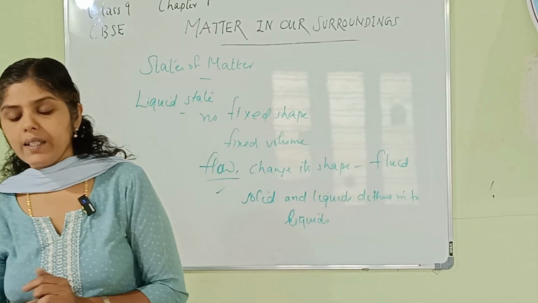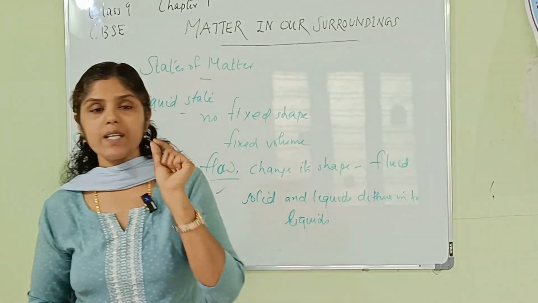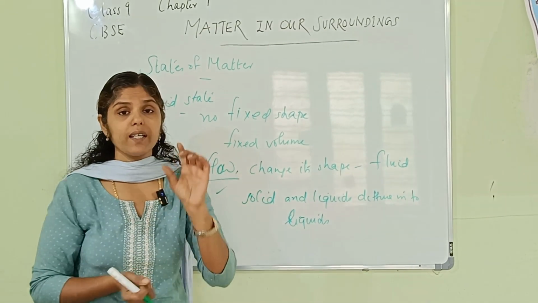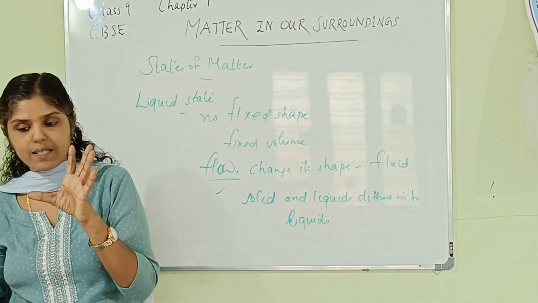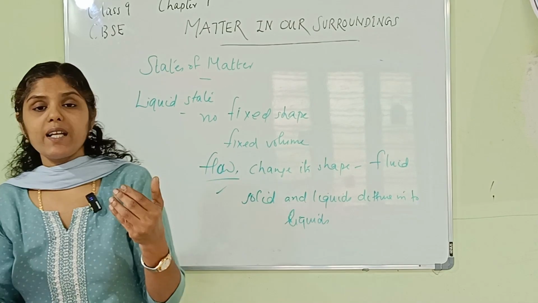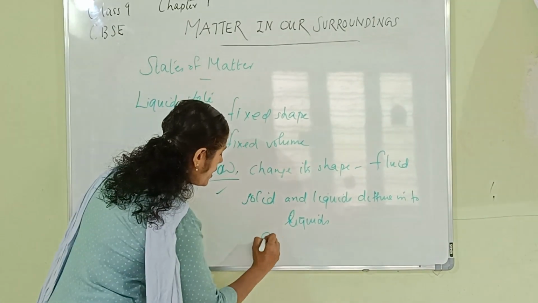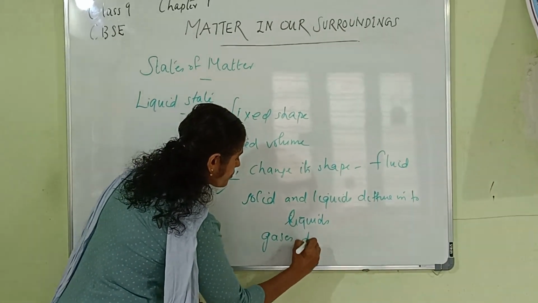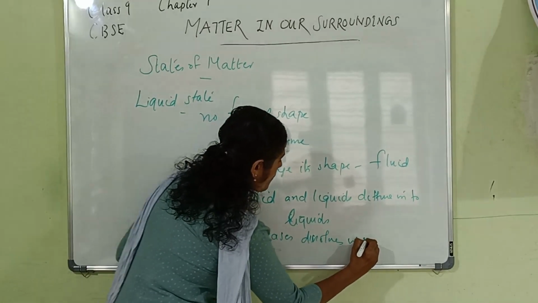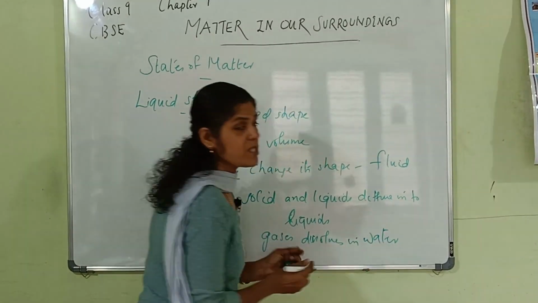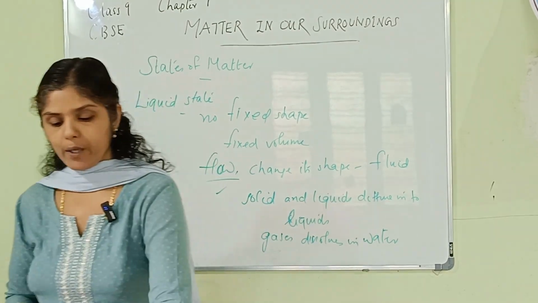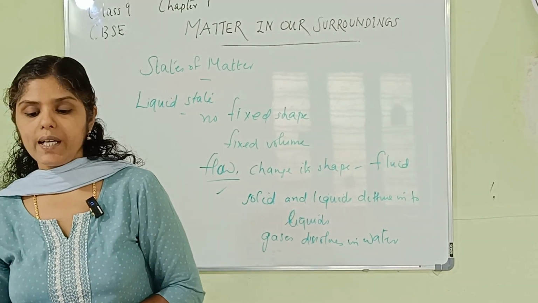Understood? Next one, the gases from the atmosphere diffuse and dissolve in water. Gases in the atmosphere, we can consider carbon dioxide, oxygen, etc. These gases get diffused, mixed and dissolved in water. So gases can also diffuse in water. Gases can diffuse and dissolve in water, so gases also can diffuse in liquids.